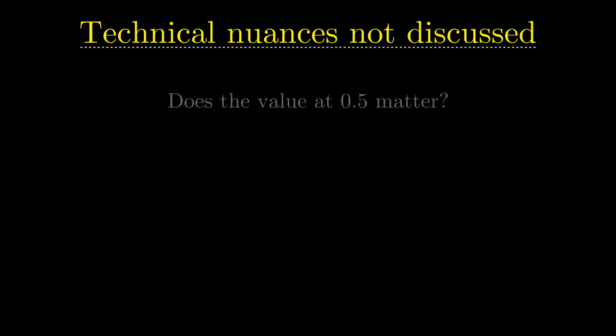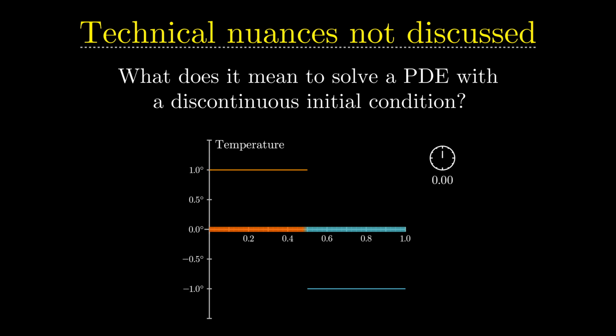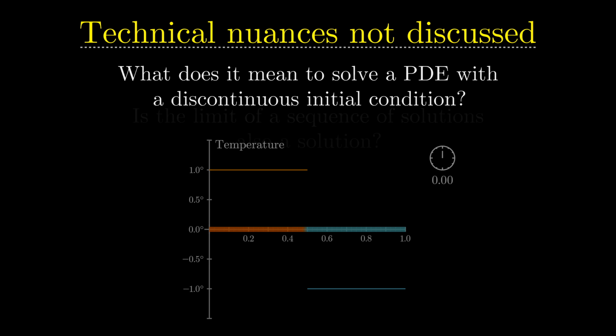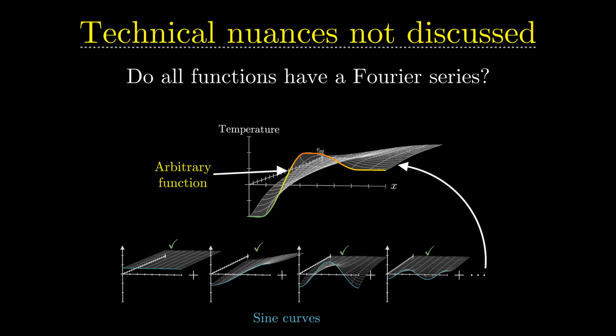There are multiple technical nuances that I'm sweeping under the rug here. Does the fact that we're forced into a certain value for the step function at the point of discontinuity make any difference for the heat flow problem? For that matter, what does it really mean to solve a PDE with a discontinuous initial condition? Can we be sure that the limit of solutions to the heat equation is also a solution? And can we be sure that all functions actually have a Fourier series like this?